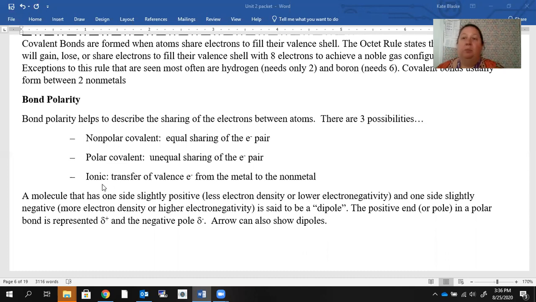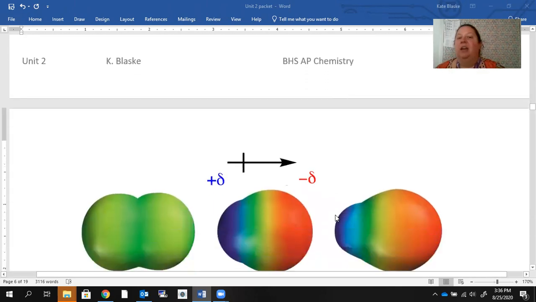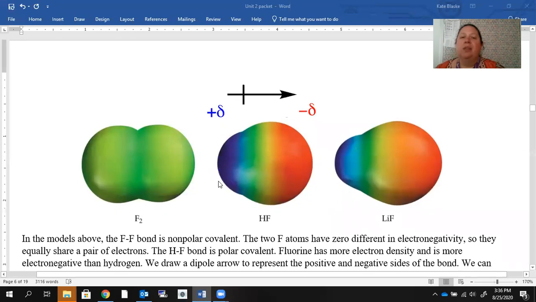In ionic bonds, we talk about a pure positive and a pure negative. When we have a polar covalent bond, we talk about having something called a dipole. So this dipole is a partially positive and a partially negative side of our molecule. I think this is the best sort of picture to see that.